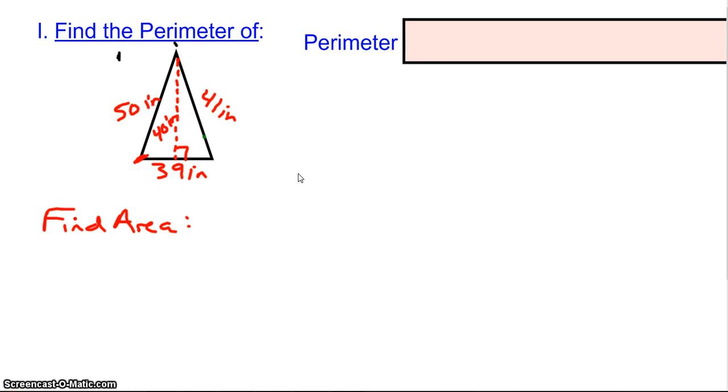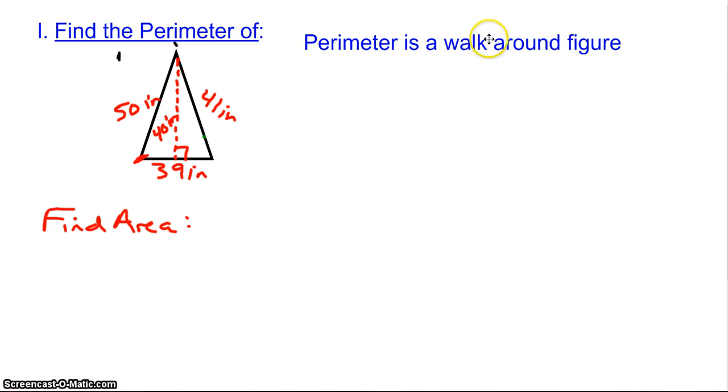Now we will always remember that perimeter is simply a walk around a figure. Okay? A walk around. If we're going to find the perimeter of this figure, how many sides does this figure have? 3 sides. So there is a bit of information in this diagram here that we don't need, right? So we don't use it. We don't just throw numbers together for the sake of it, right? We have to put the right numbers together.